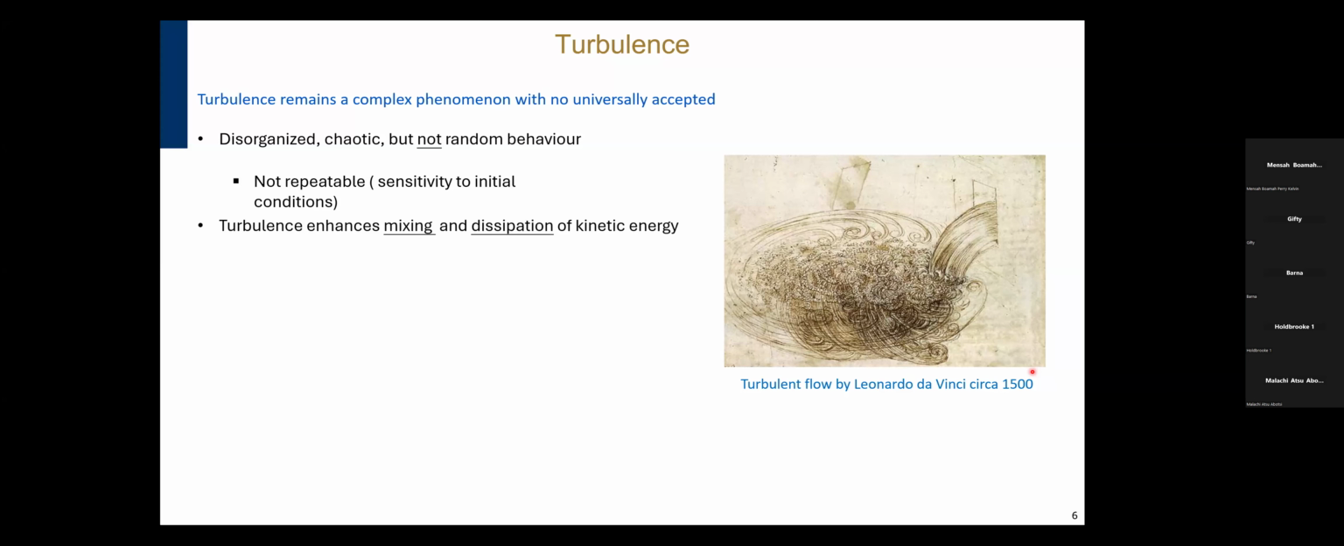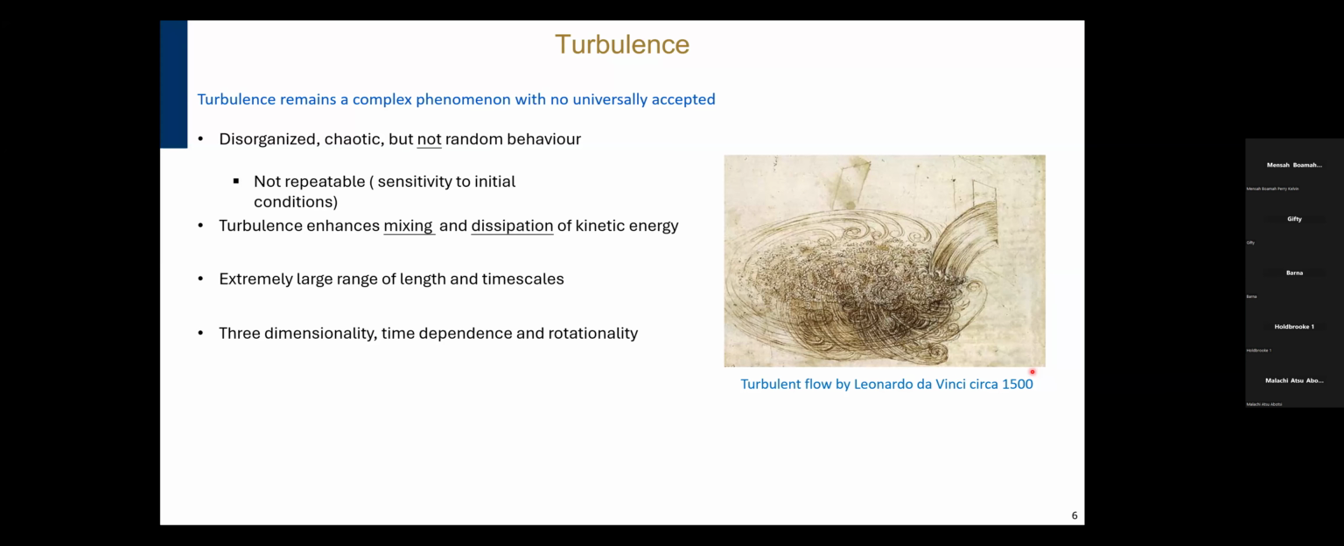Another key feature of turbulence is that you are enhancing mixing and the dissipation of kinetic energy. You end up having a large range of length and time scales in turbulent flows. And then it is three-dimensional, time-dependent, and rotational. So if you have a potential flow, for instance, it cannot be turbulent.